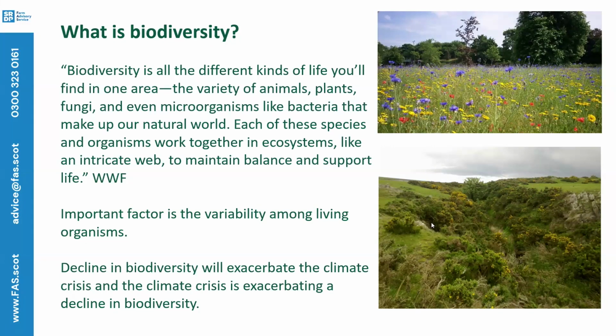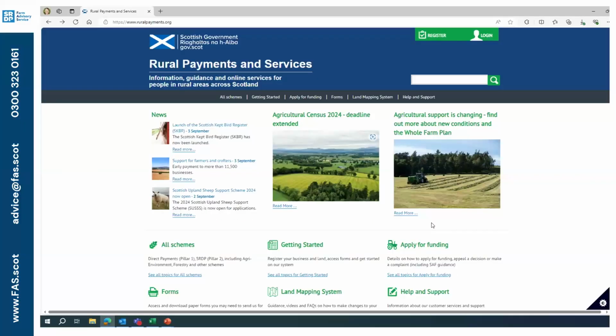This idea of a web is really important. And we've all, I'm sure, very aware of the climate crisis and the biodiversity crisis and the interaction between the two. So a decline in biodiversity will exacerbate the climate crisis, and the climate crisis is exacerbating a decline in biodiversity.